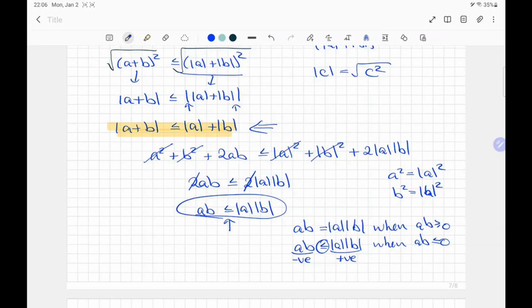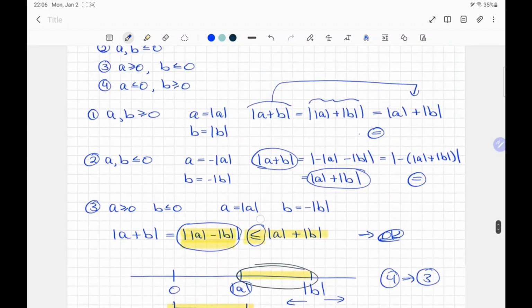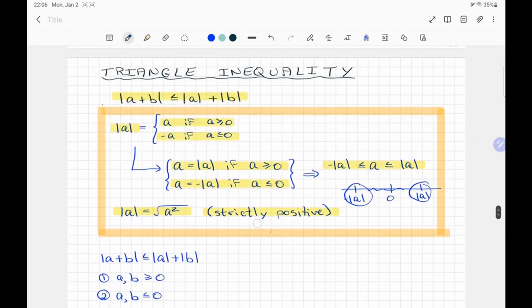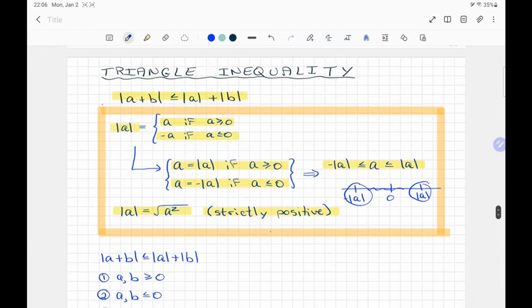So there we go. We've gone through the triangle inequality, which is a very important inequality used in algebra and calculus. There's another version of the inequality which we'll cover in another video.